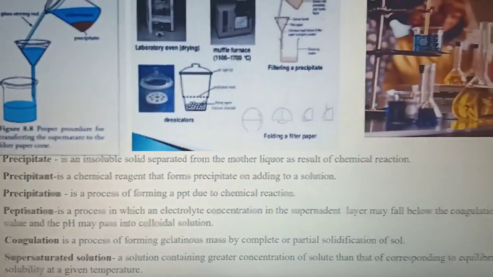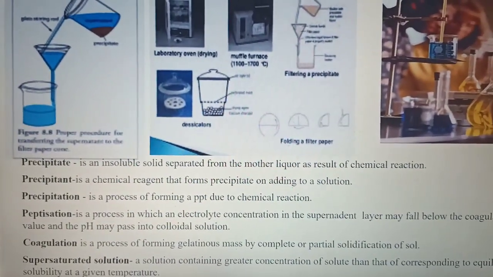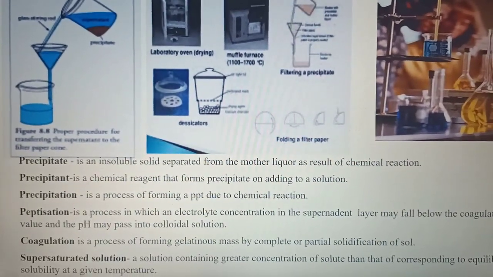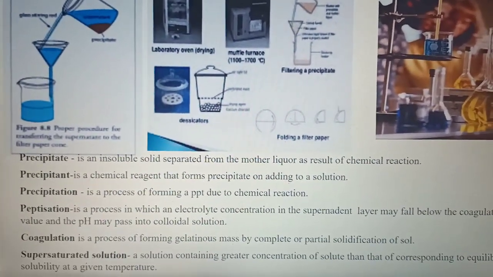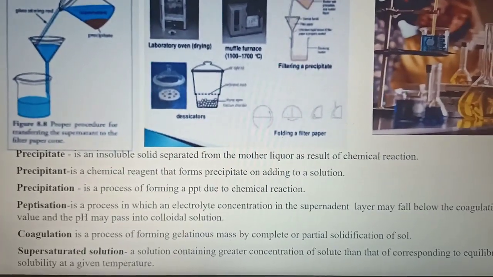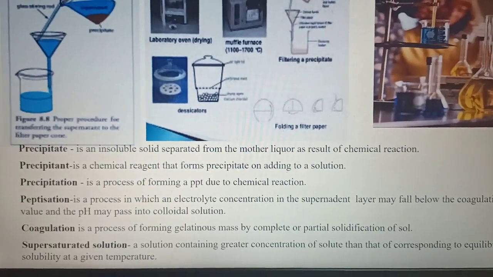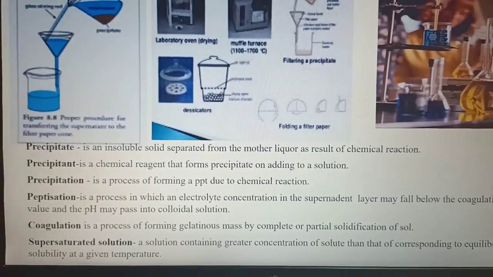Before we deal with all this practical information, let us consider exactly what the terms involved are. One is a precipitate. A precipitate is an insoluble solid separated from the mother liquor as a result of a chemical reaction.